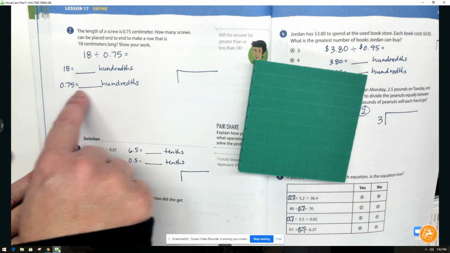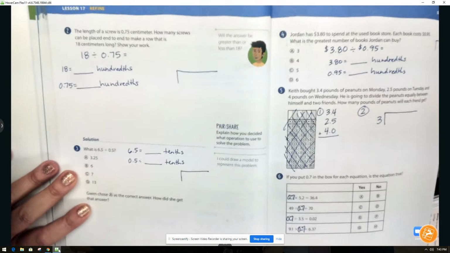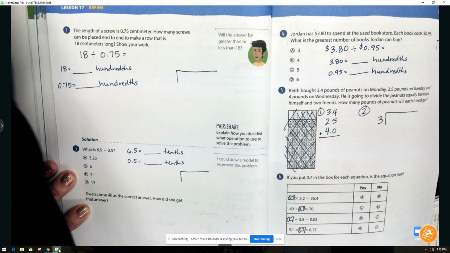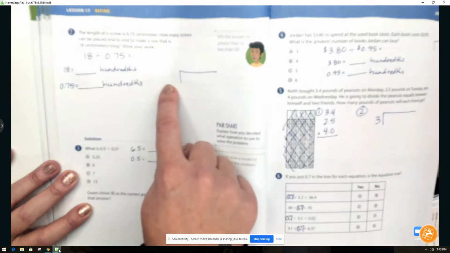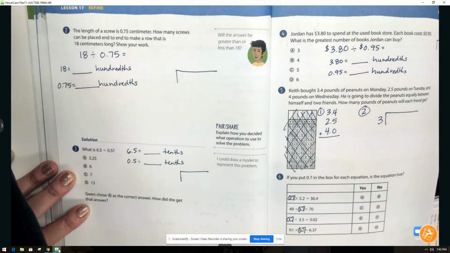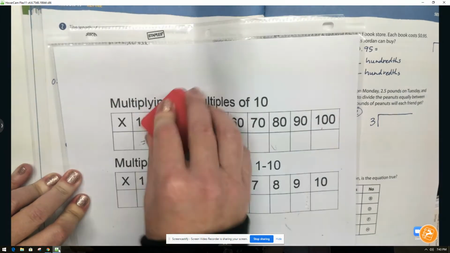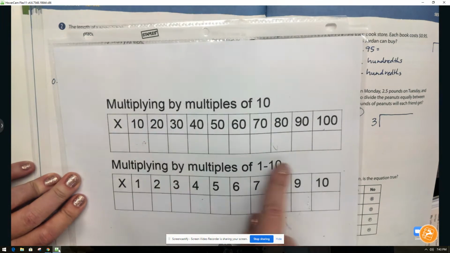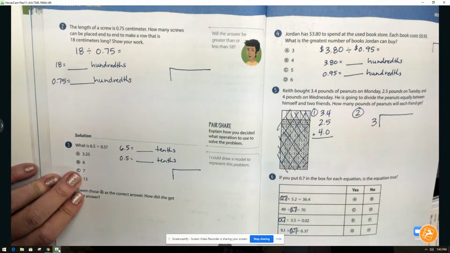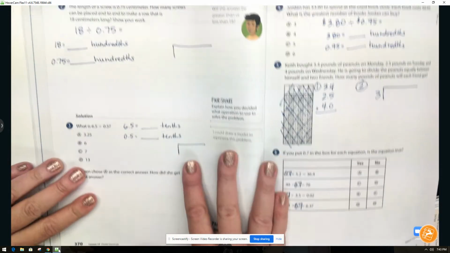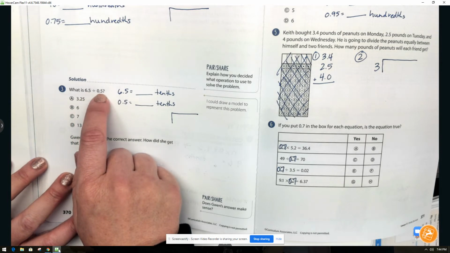Then 75 hundredths is equal to how many hundredths? Then you're going to divide the number of hundredths, starting with 18, by 75 hundredths, and use your multiples of 10 chart, this one here, which I didn't erase yet. Use your multiples of 10 chart to find your partial quotients to go ahead and fill out what is the answer here.